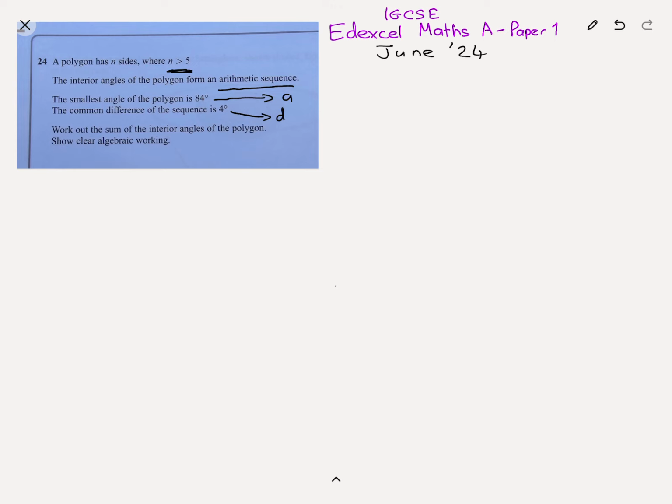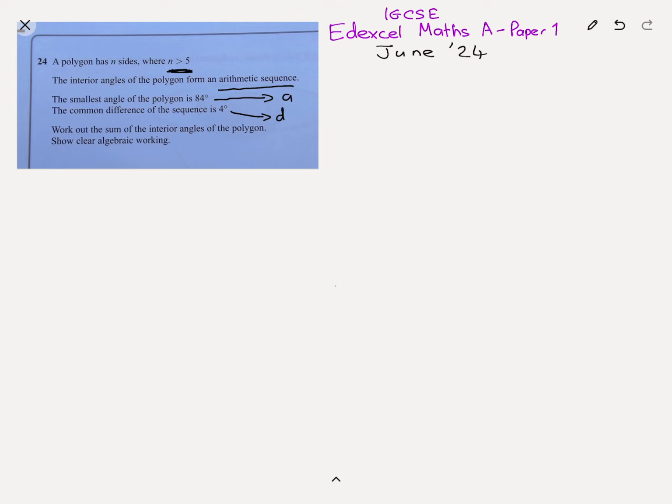Why, hello everyone, I'm back once again, this time with an absolute doozy of a question. Well, depends how you look at it. This is question 24 from the June 2024 IGCSE Edexcel Maths A-Spec Paper 1. You do get a calculator for this one, for those of you who aren't doing this exact spec.